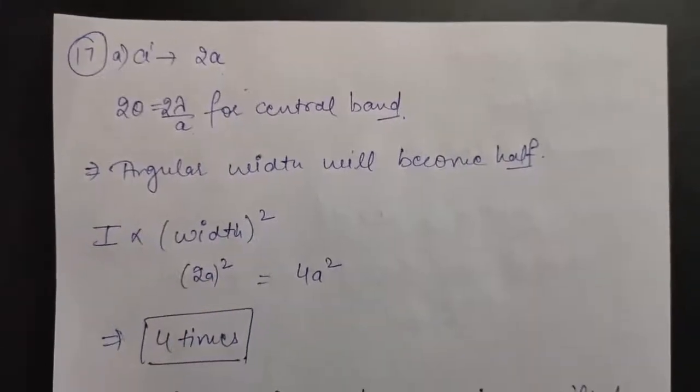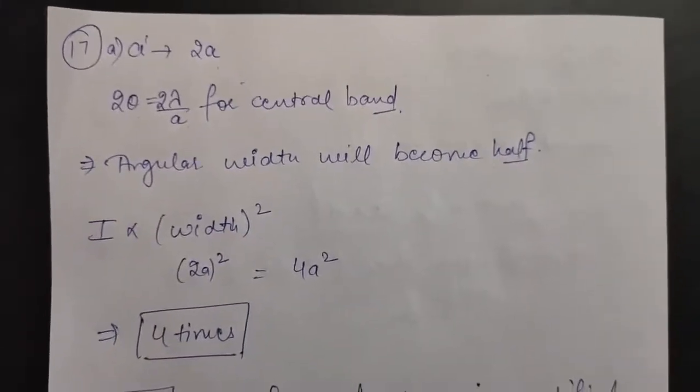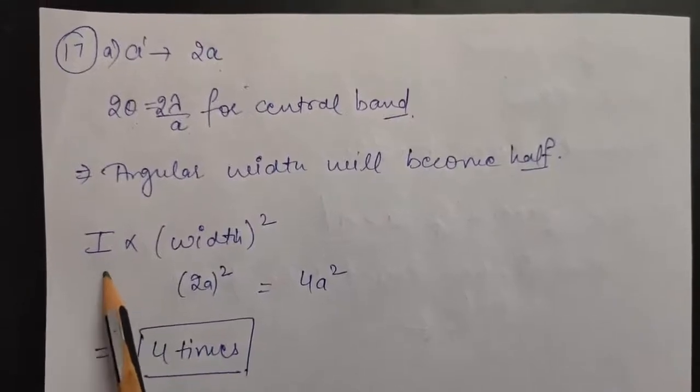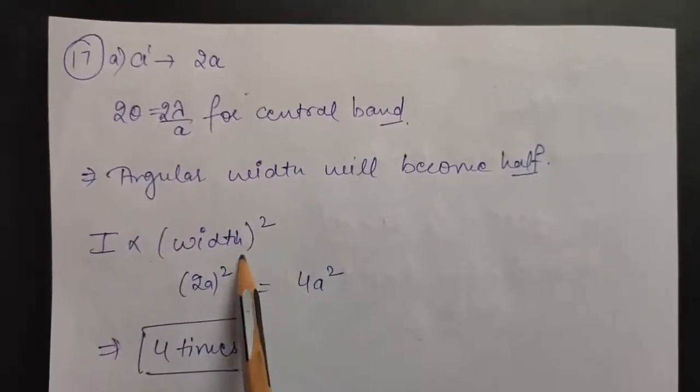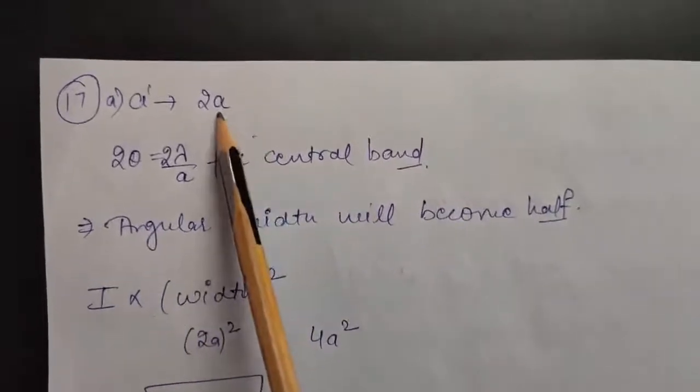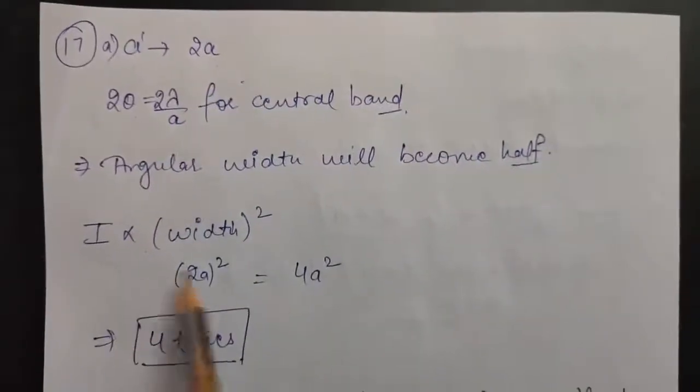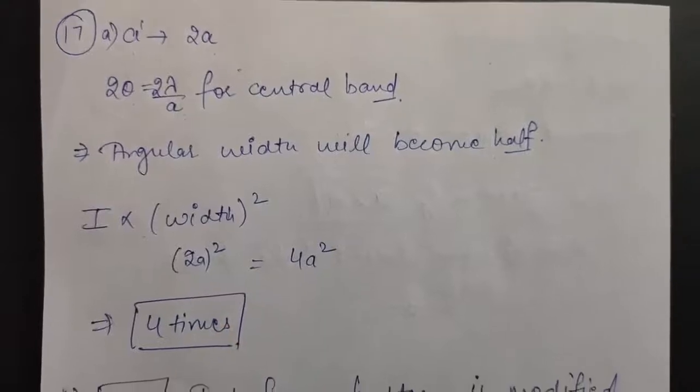After that, to define the intensity, we must know the formula that intensity in the diffraction pattern is directly proportional to the square of the width. So if the width is doubled, the intensity will become 4 times.